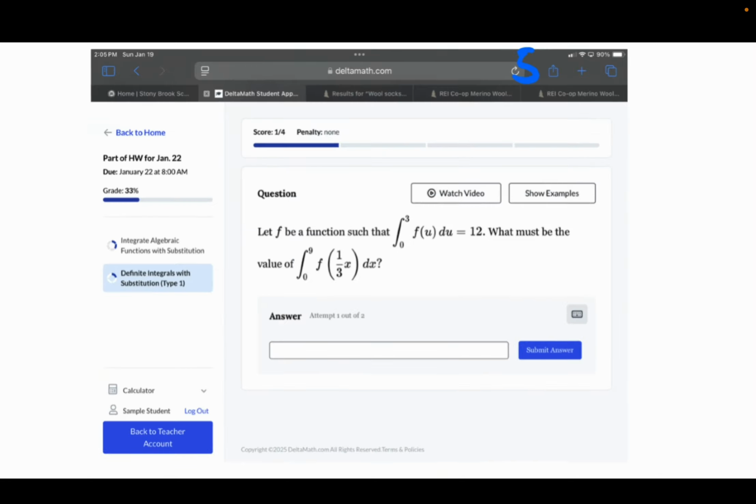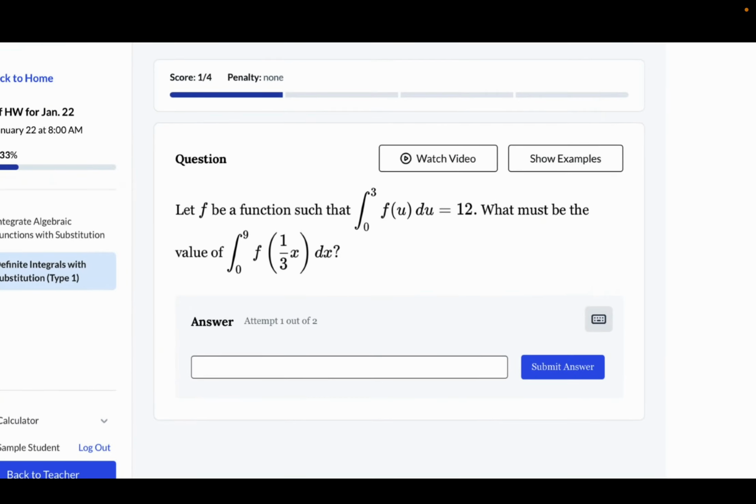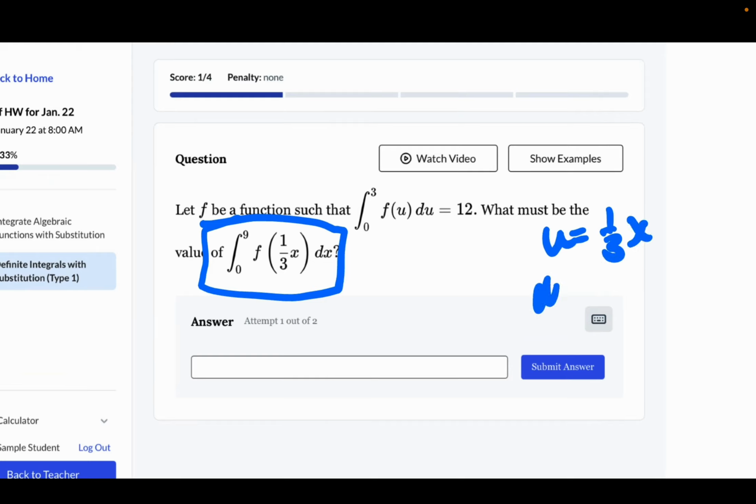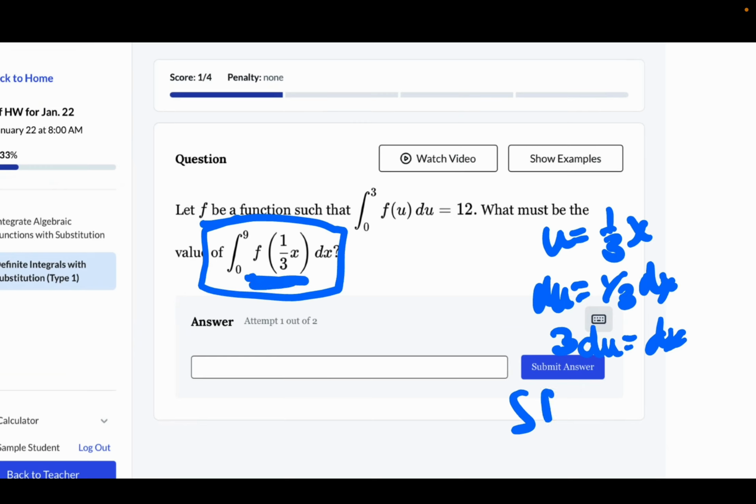Okay, so now what did they tell us? Let f be the function that is given right here. What must be the value of this? All right, so I'm going to let u be 1/3 x. Du is 1/3 dx. 3 du equals dx. So let's sub in. So I have f of u, and dx is 3 du.